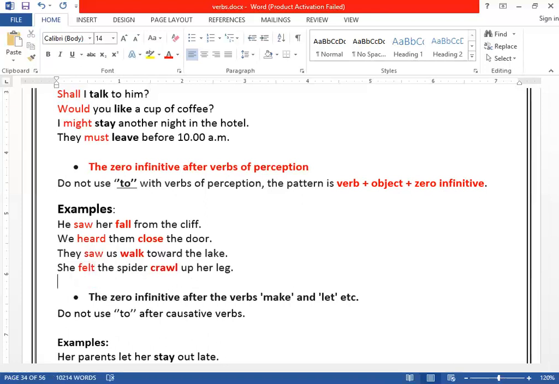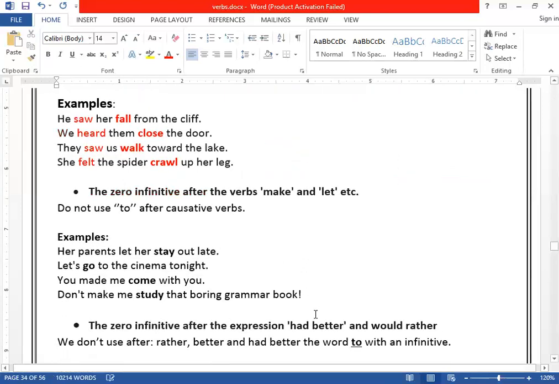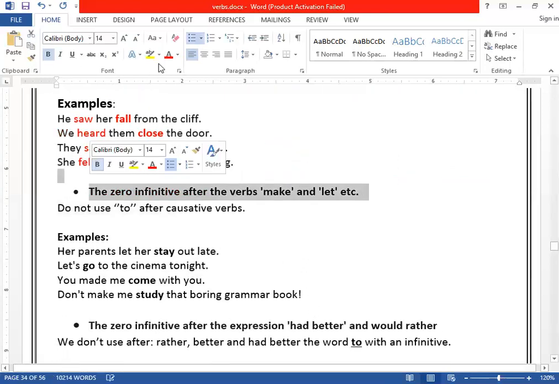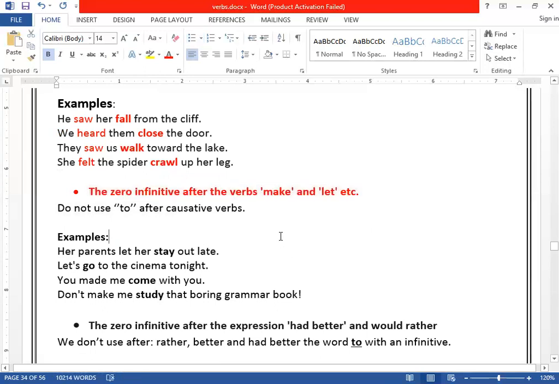Clear? The second use of bare infinitive is after verbs of perception. Third, the bare infinitive is used after causative verbs. Inshallah, we will study causative verbs soon. A causative verb is used when you make somebody else do something for you or for himself. Examples are make, let, have, and help. We call them causative verbs. Inshallah, later on, after the infinitives, we will view the types of causative verbs.